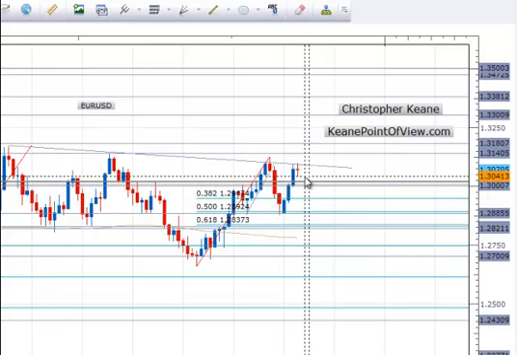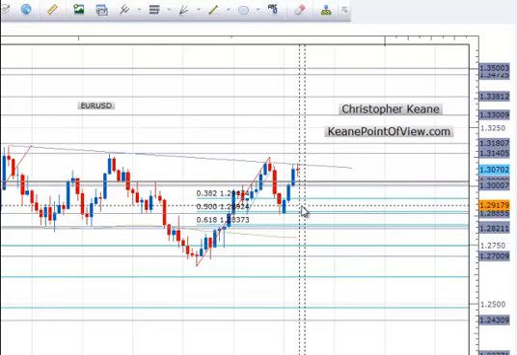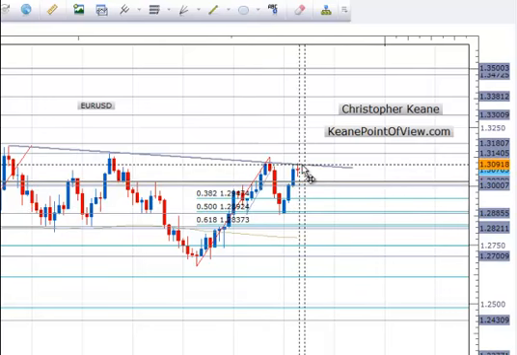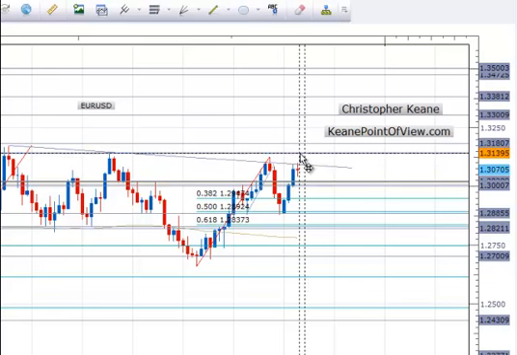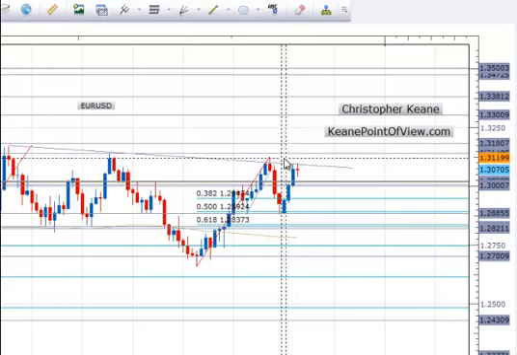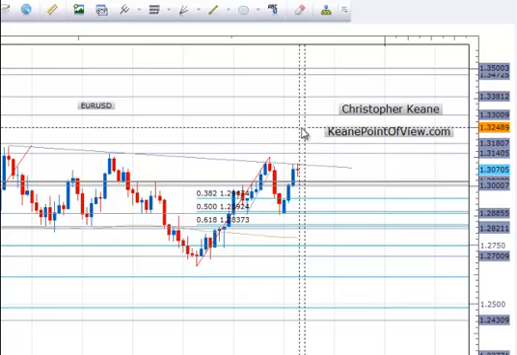A break below the levels, and we could see a test back of the 50 fib at 128.92. A break above the ascending trend line, and we could see a move up towards the 131.40, 131.80 level. This is a key resistance level, and the break does change everything. We can see a cyclical move higher towards the 133 level.